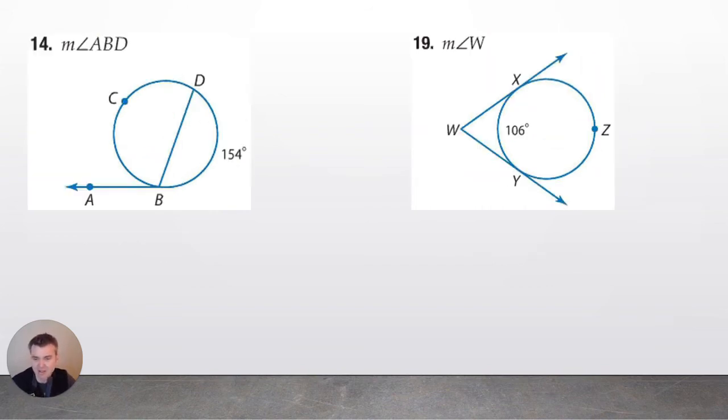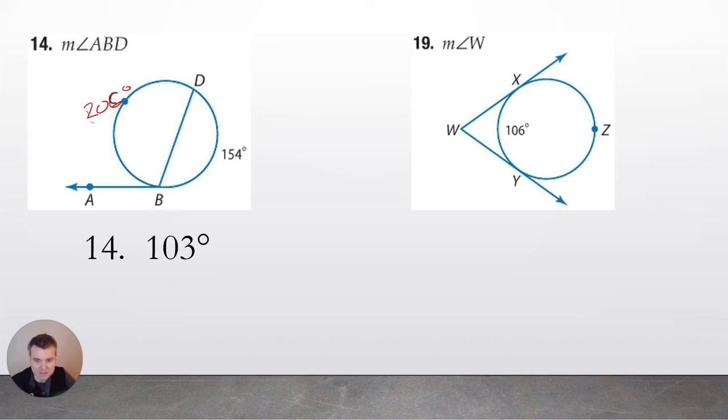We had to find the measure of angle ABD. Well, if you look at this problem, first, if this is 154, I know that this arc is 360 minus 154. And so you should get 206 degrees for this arc. And then ABD is just half that, which is 103 degrees.